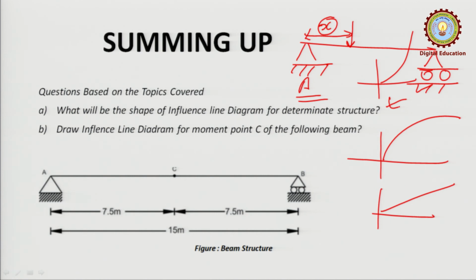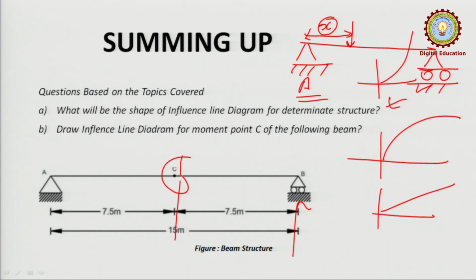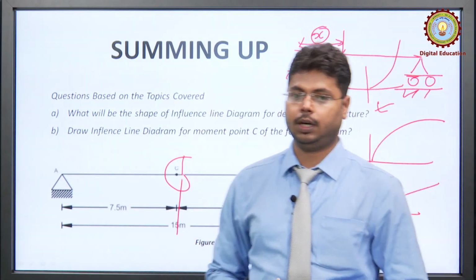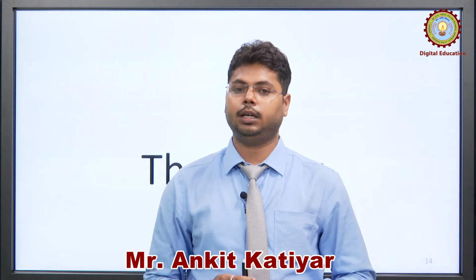Similarly, for the second question, I am asking you to draw the influence line diagram for the moment at point C of the following beam. In the previous classes, we found the shear force at C and the reaction at B. Now we have to find the moment at C. These are the two questions I covered in your lecture. This is all for the influence line diagram for determinate beams. In the next classes, we are going to deal with rolling loads. Thank you.